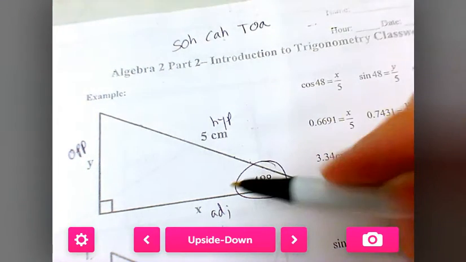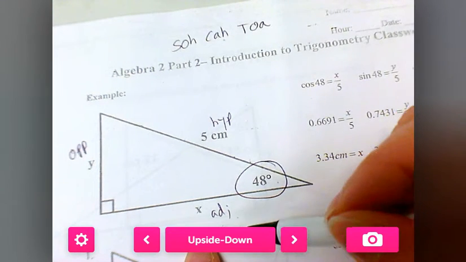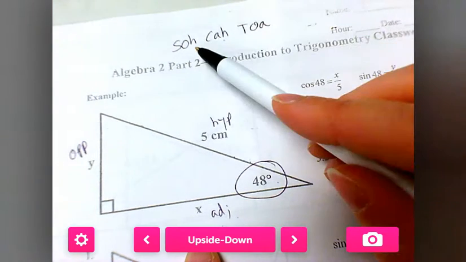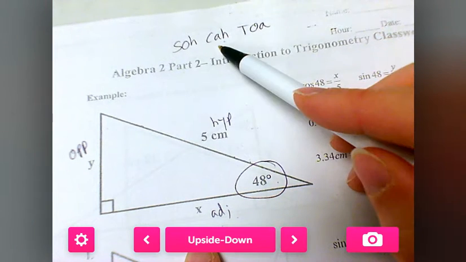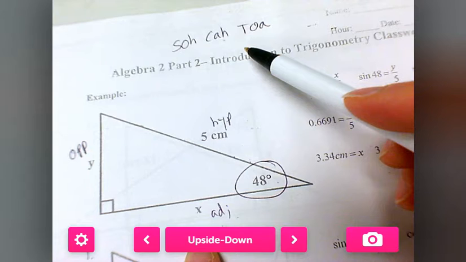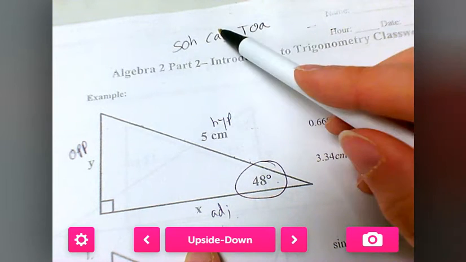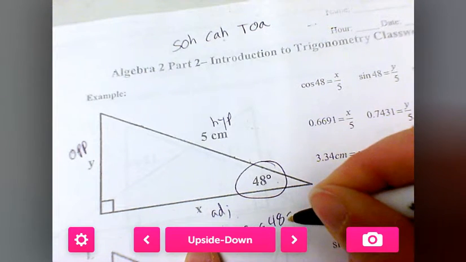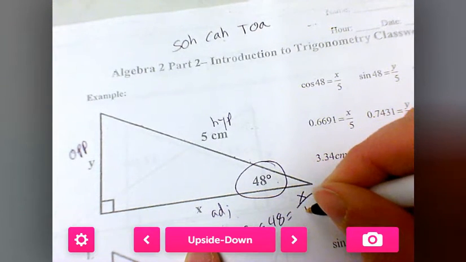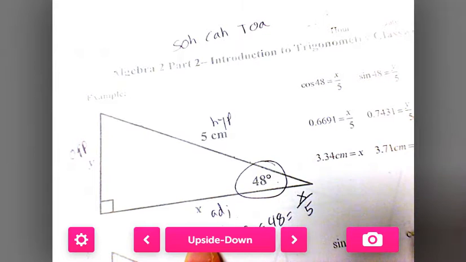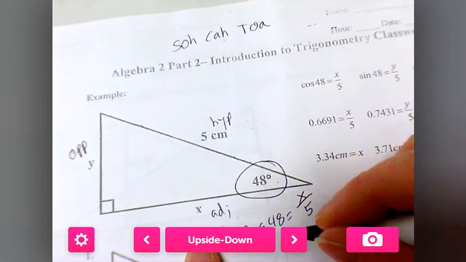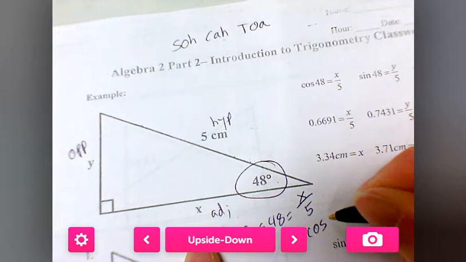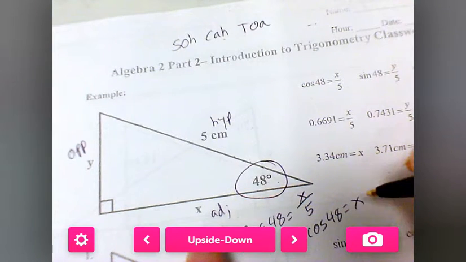Okay? If I'm looking for x, I'm using adjacent and hypotenuse. Which one of these, S, C, or T, uses A and H in it? The C, right? That's cosine. So we say the cosine of 48 equals the adjacent x over the hypotenuse 5. Then we're simply going to multiply that across, and we get 5 cosine 48 equals x, and that's what we stick in our calculator.